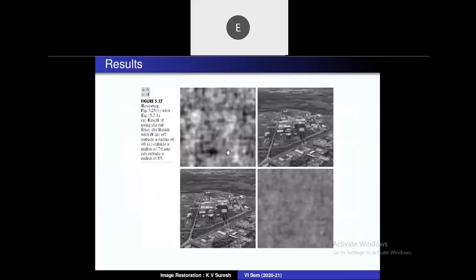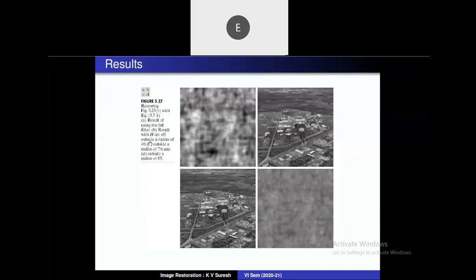Okay, so look at the example here. This is restoring with the full equation, that means with dividing. As you can see, restoration has actually spoiled the data. This is by using the full filter. But this is by using H that is cut off outside the radius of 40. This is outside the radius of 70. This is outside the radius of 85. So what you notice here is these two look better.